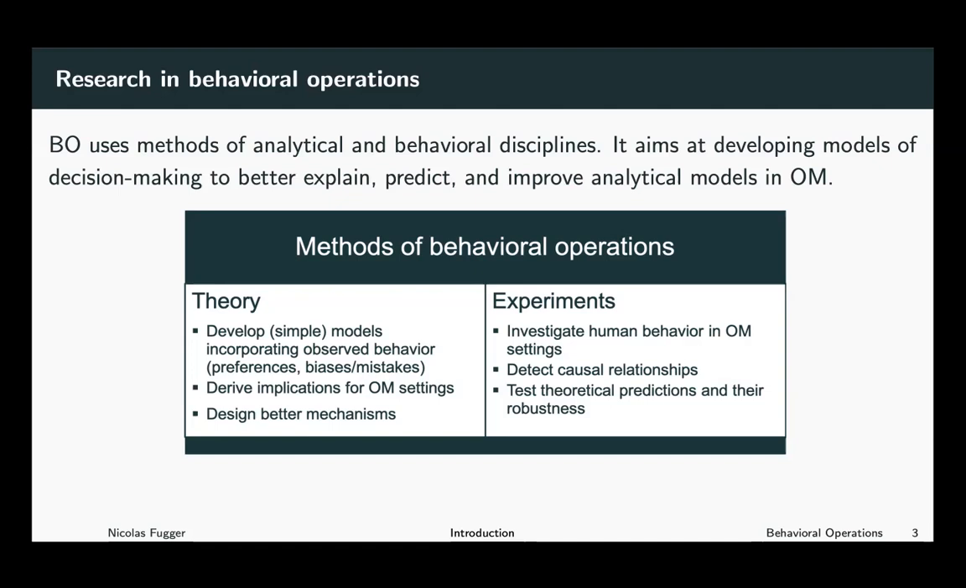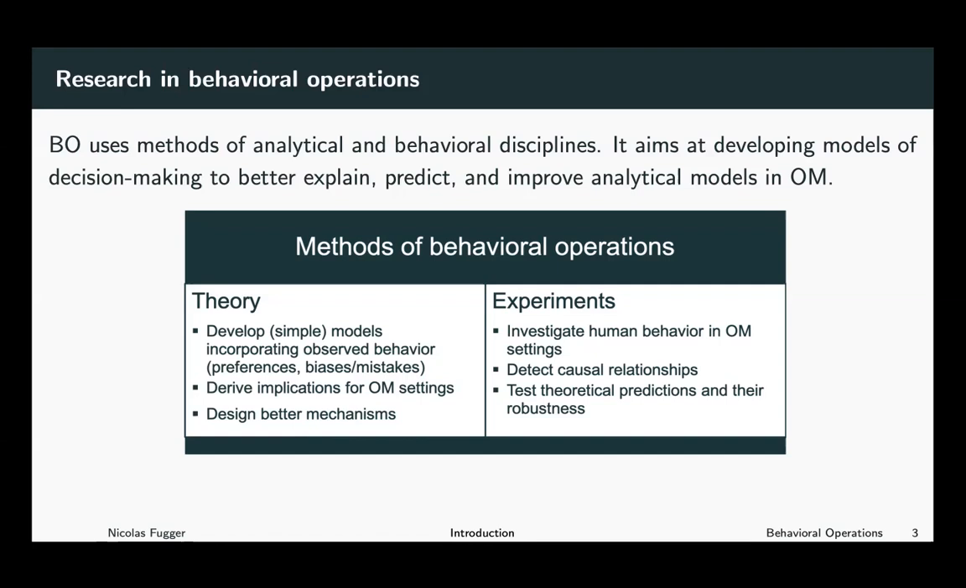Methods of behavioral operations. We have theory and experiments. Theory tries to incorporate the observed behavior. We depart from the assumption that everyone is a selfish profit maximizer and makes no mistakes. We can incorporate the preferences or the biases and mistakes we observe and come up with a model which is a better fit for reality. Theory also allows us to derive the implication of these changed assumptions about human behavior.